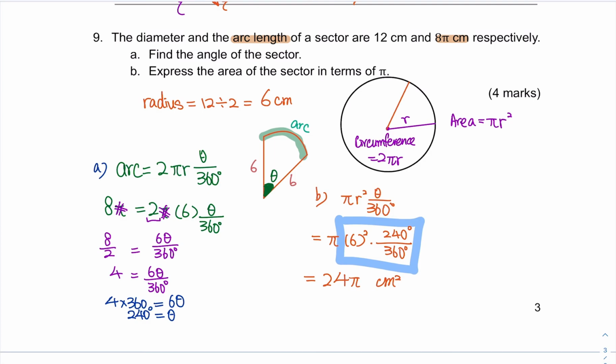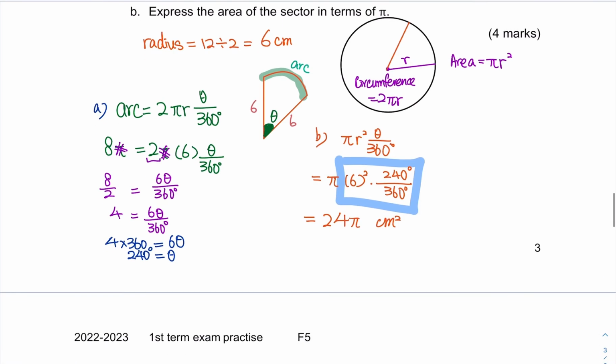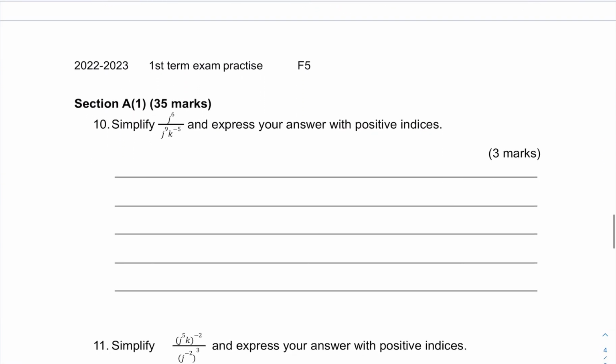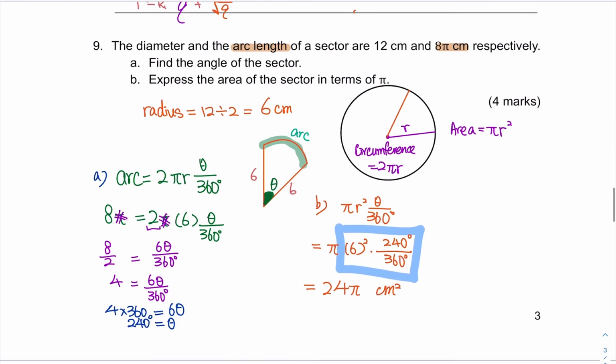Okay, until this one, so that's all for this video. This is section A1. You can also continue doing section A1. Next few questions is basically repetitive, so if you are finished you can send me on WhatsApp for checking, or if you don't want it, it's also okay.